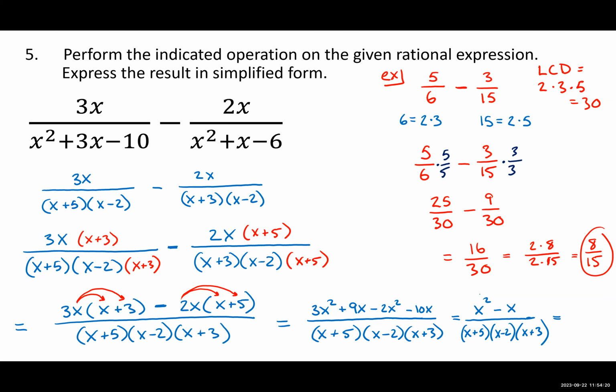So the last thing we could do is we could factor the top. We have x squared minus x. They have an x in common, so you could factor out an x. If the bottom is factored, you want to factor the top as well. You want to be consistent. So x times x minus 1.